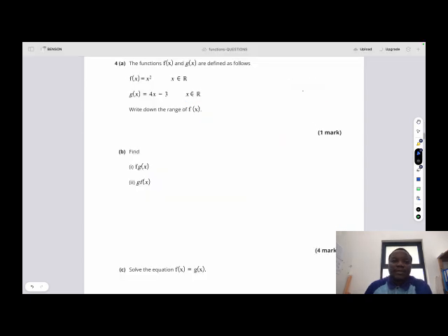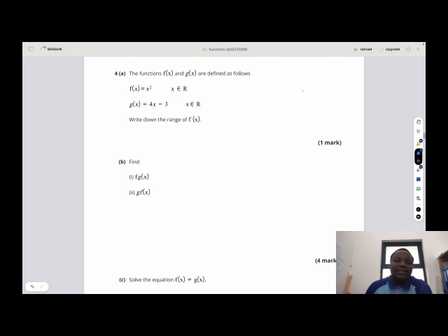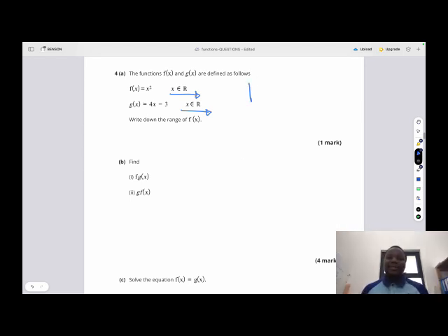Okay, so let's look at the last example here, which is a very nice, easy question. They've given us the functions f of x and g of x defined by that. F of x equals x squared, where x, which is the domain, is a member of real numbers, and g of x is equal to 4x minus 3, where x is real numbers. Write down the range of f of x. Remember, range is simply the output, when we put in the numbers from the domain.